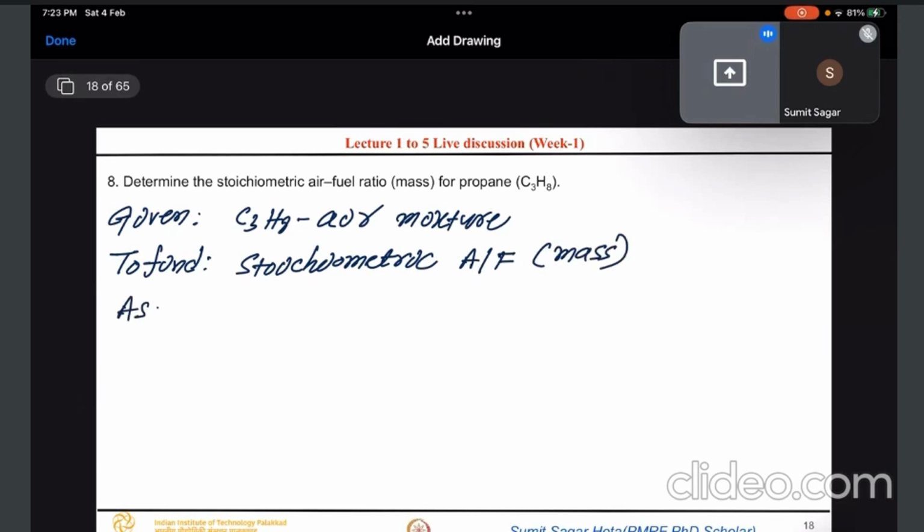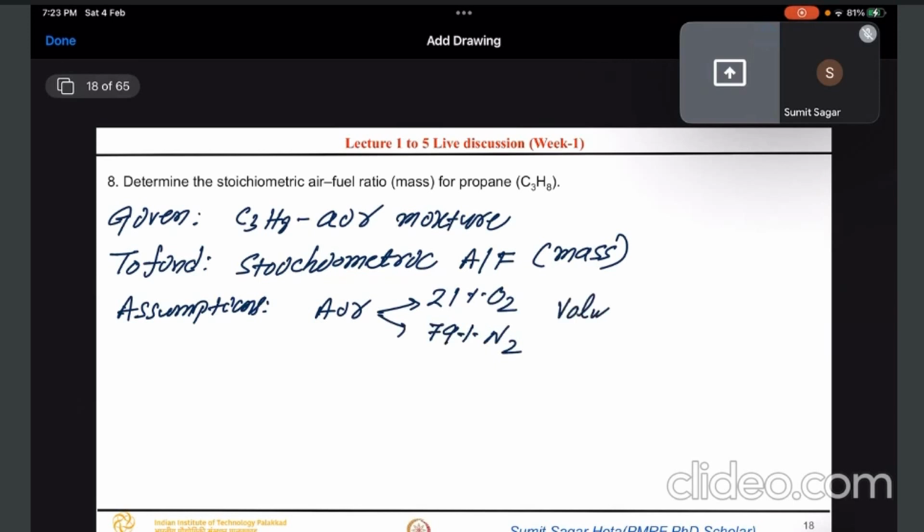What are the assumptions you make? The same thing we already did: 21% oxygen and 79% nitrogen by volume basis. Now, quickly jump to the solution.